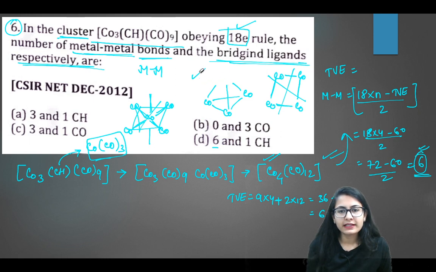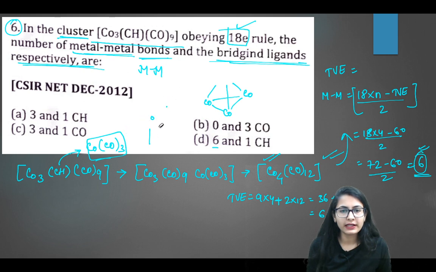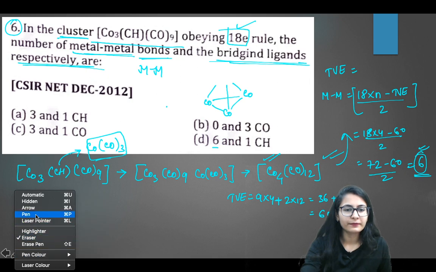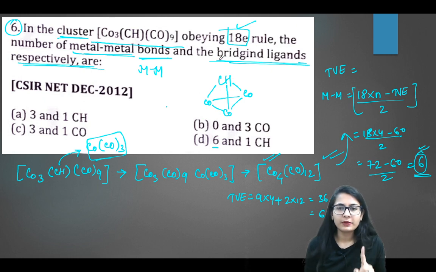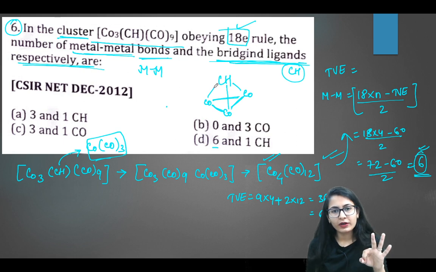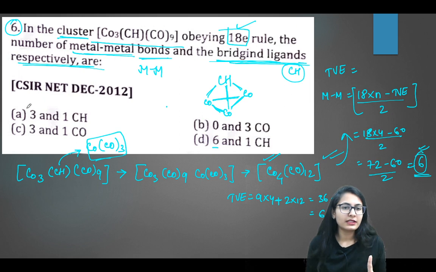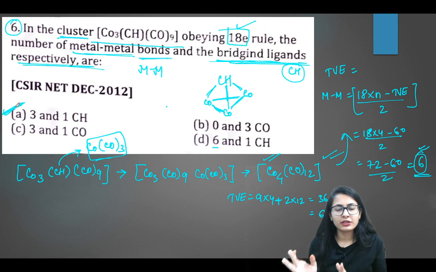You are just going to replace this cobalt and put a CH over there, because you have done so many examples till now. Just put a CH over there, right? So you have one bridging ligand, that is CH. Okay, and other than that you have how many metal bonds right now? 1, 2 and 3. Okay, so the 3 bonds are now CH bonds, and the 3 metal bonds are remaining. So your correct answer is option number 1. Okay, 3 metal bonds and 1 bridging CH.